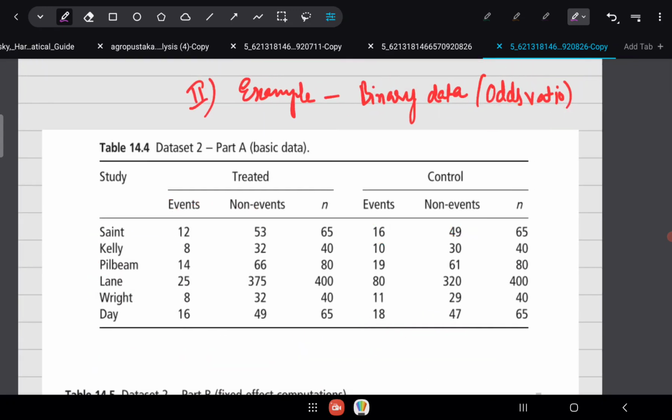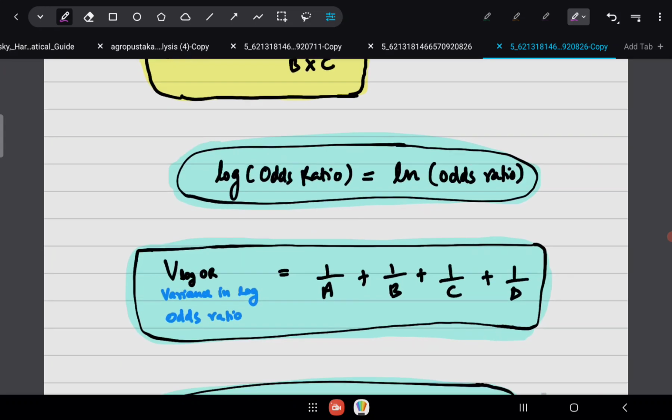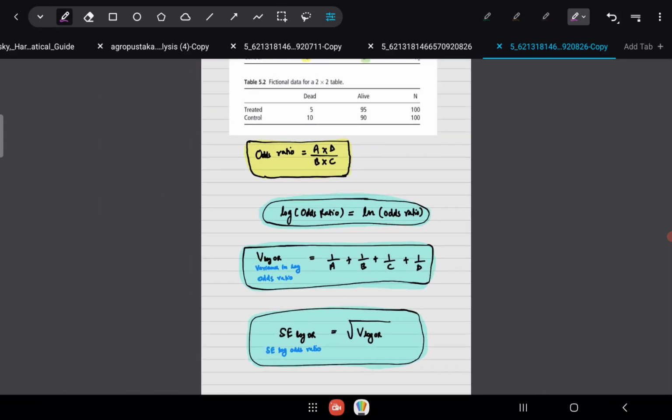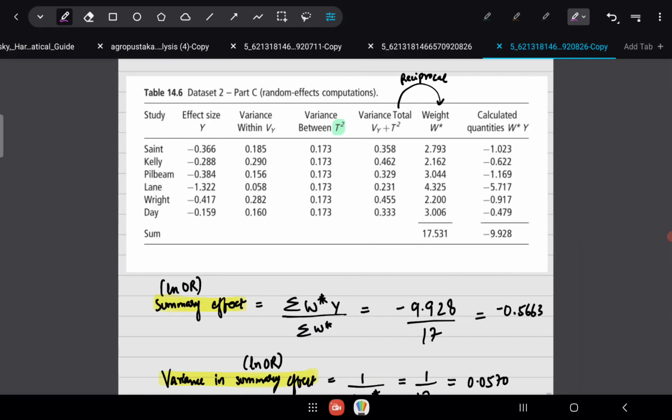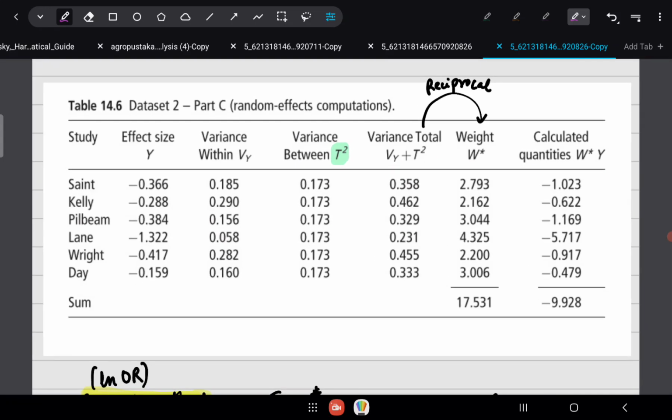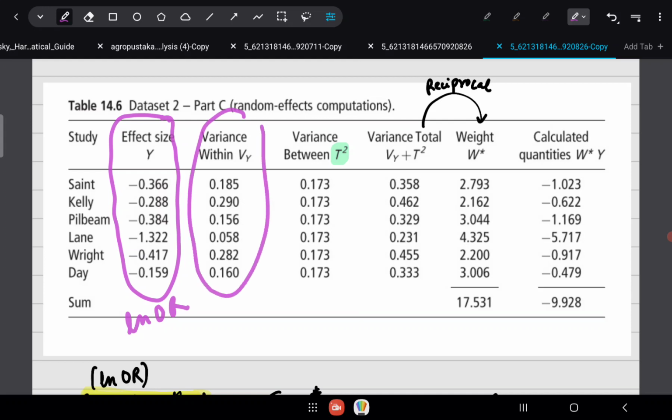So now that you have your between study variance, you are ready to compute the weight under random effect modeling. So this is nothing but the formulas of odds ratio and variance in the natural logarithmic of odds ratio that I've already told you. So now we are ready to perform the random effect modeling. Again, these are the same effect sizes as I was showing you in the previous table. This is nothing but the natural logarithmic of odds ratio. This is the variance in the natural logarithmic of odds ratio, or within study variance.